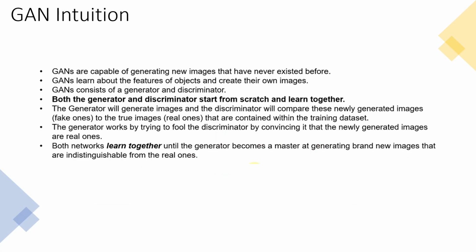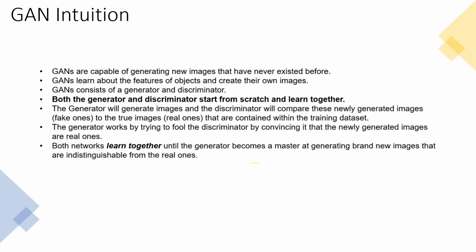So GANs are capable of generating new images that have never existed before. As you have seen in Midjourney and Leonardo AI examples, you can basically generate text, images, videos, and 3D stuff. So the whole thing behind all this technology is the GANs, basically. And GANs learn about the features of objects and create their own images or their own structures or text. GANs consist of a generator and discriminator network. Both the generator and discriminator start from scratch and they learn together. So it's not like the generator knows something about the problem.